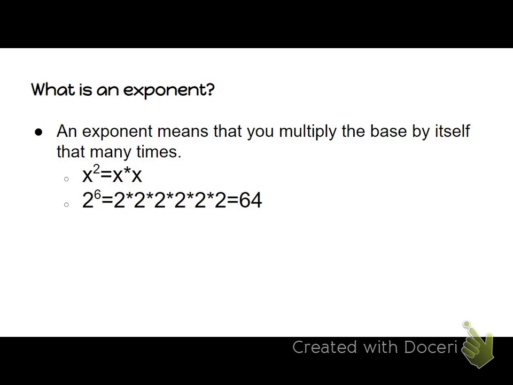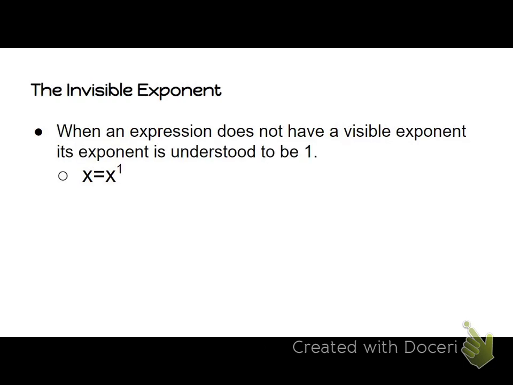So the B, the big, is going to be the base. The n, the little thing, is going to be our exponent. Okay, so let's talk about the invisible exponent. When an expression does not have a visible exponent, its exponent is understood to be 1. So if I just give you the variable x, you guys have to understand that that 1 is there. It's invisible. If I just give you a squared b c to the 3rd, that b, where I didn't say there's an exponent, you know that b is to the 1st power. So it's understood that when there's a variable by itself, the exponent actually is 1.